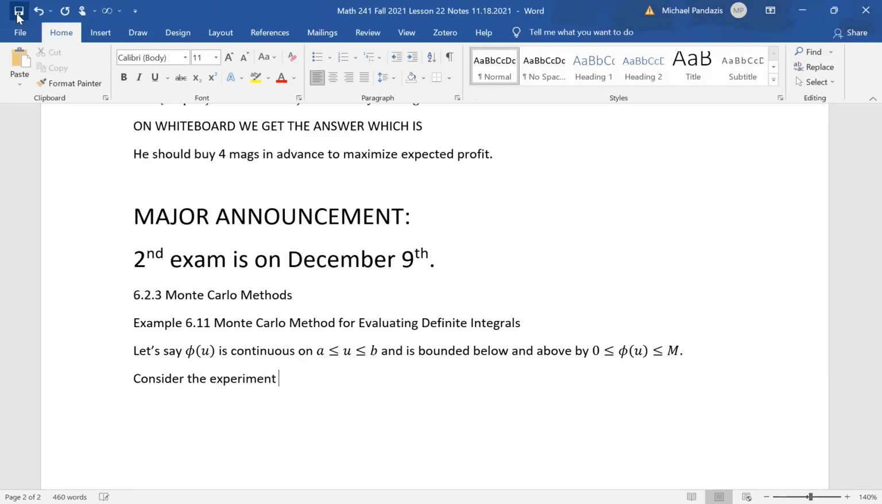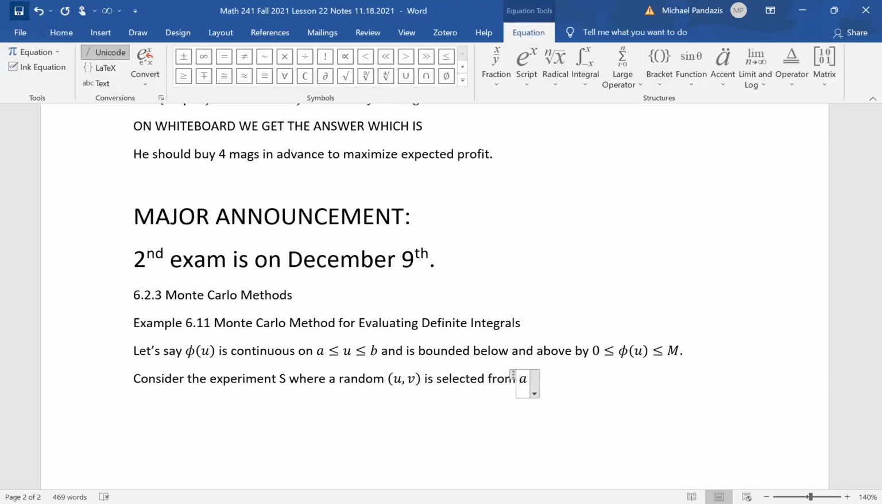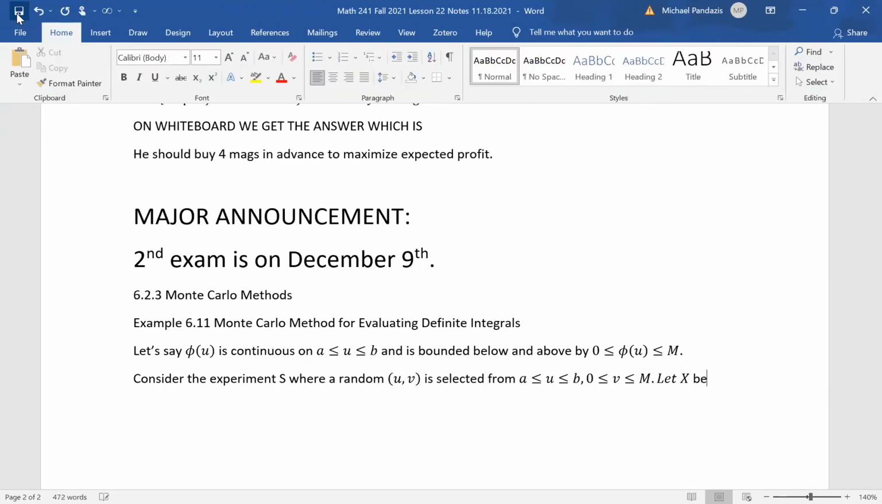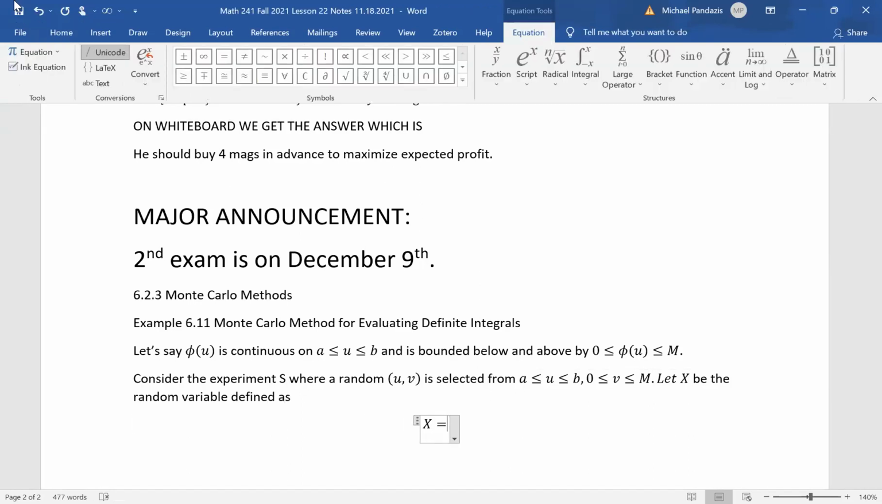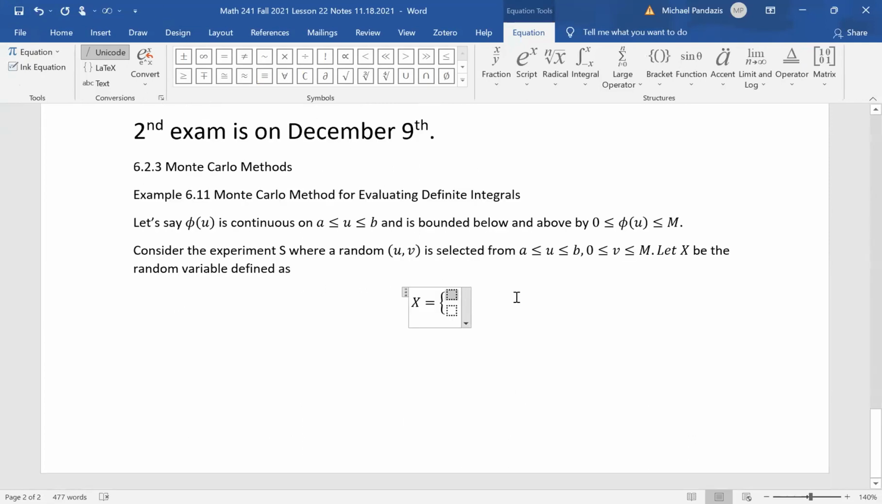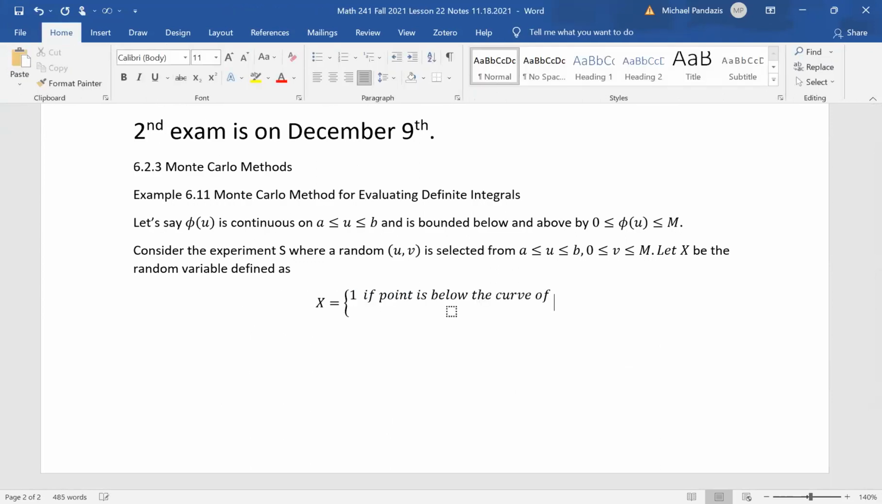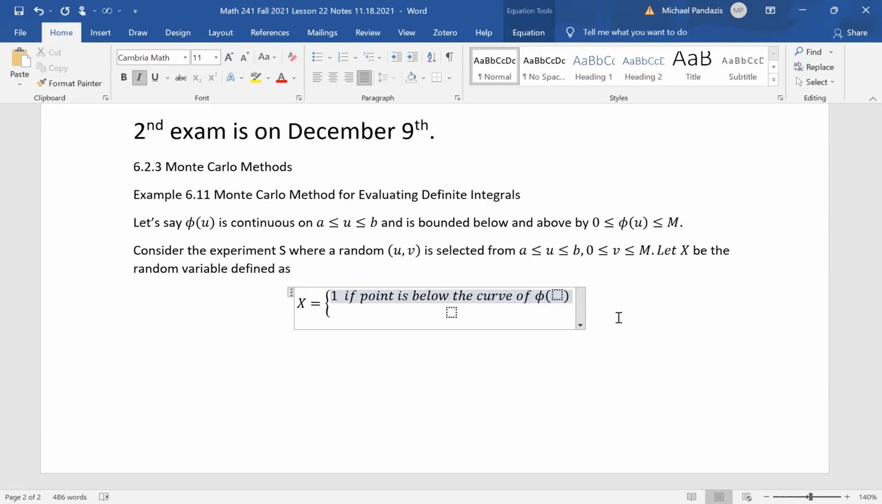Consider the experiment capital S, where a random point (u, v) is selected from a less or equal to u less or equal to b, 0 less or equal to v less or equal to capital M. Let capital X be the random variable defined as: X is going to equal 1 if the point is below the curve of phi of u, and 0 otherwise.